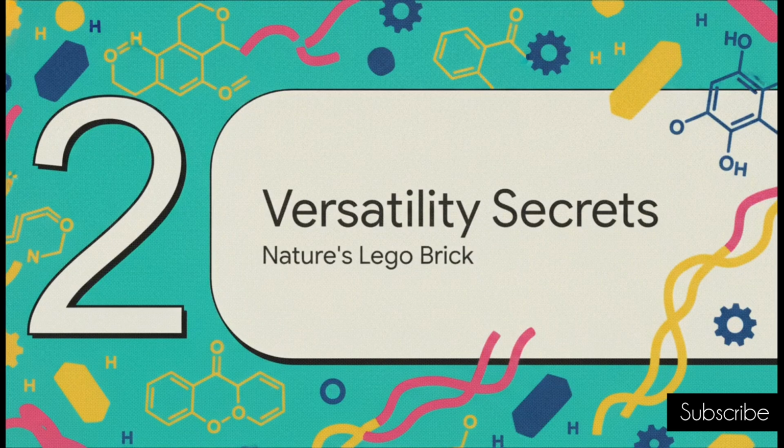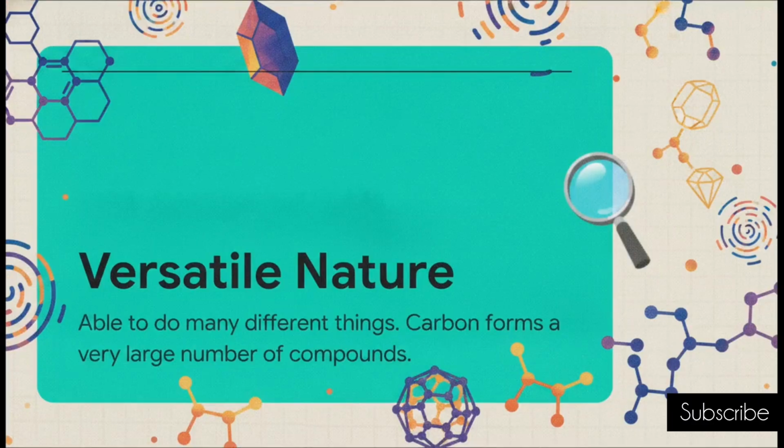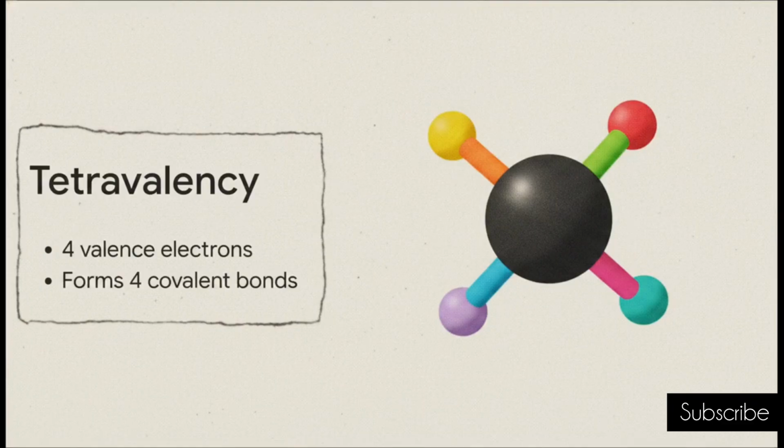Moving right along to Section 2, Secrets of Versatility, Nature's Ultimate Lego Brick. So, the word versatile literally means able to do many different things. And carbon? Well, carbon is the ultimate chemical shapeshifter. Its extreme versatility, its ability to just play well with almost anything and form a massive number of compounds really comes down to two fundamental microscopic rules. Rule number 1 is tetravalency. Think of a single carbon atom as a central hub with exactly 4 connection pegs. Because it has exactly 4 valence electrons, it forms exactly 4 covalent bonds.